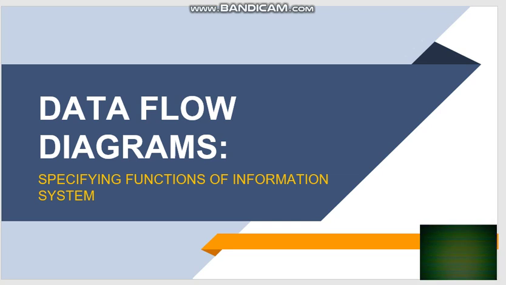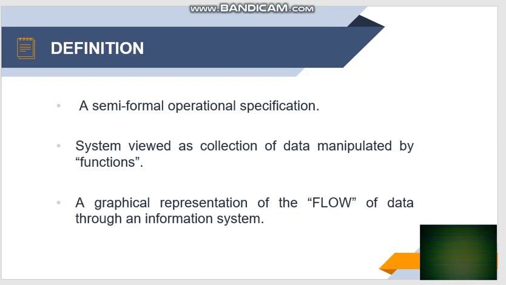Everyone! So today we are going to tackle data flow diagrams, specifying functions of an information system. By definition, a data flow diagram is a semi-formal operational function. DFD is used for specifying the functions of an information system and how data flows from function to function. Another definition: the system is viewed as a collection of data manipulated by functions. So basically, a data flow diagram views a system as functions that transform the input into the desired output.